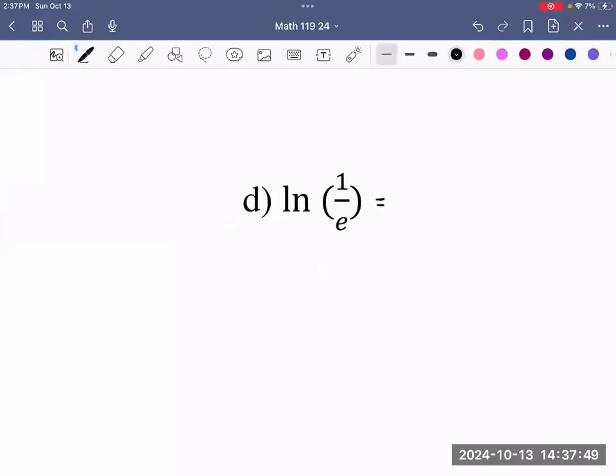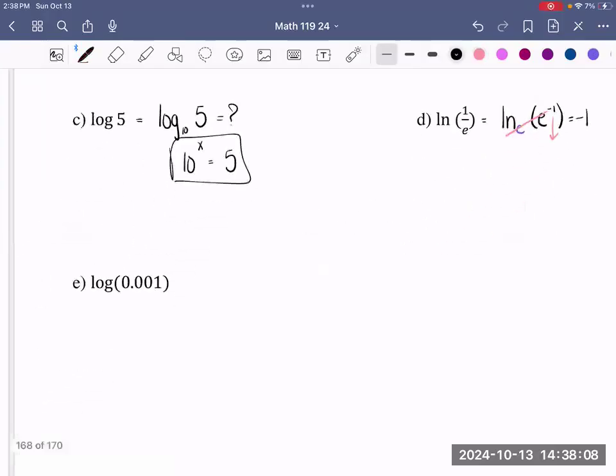Over here, we have ln of e to the negative 1st power. So again, these will cancel and allow that -1 to drop. So it's equal to -1.